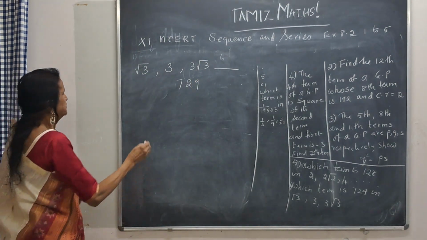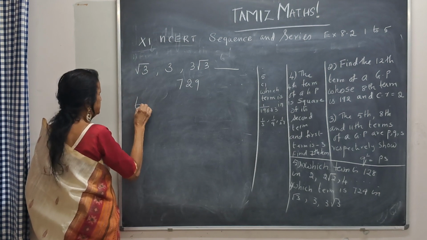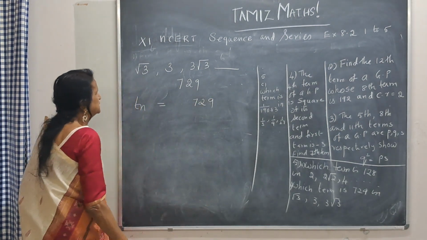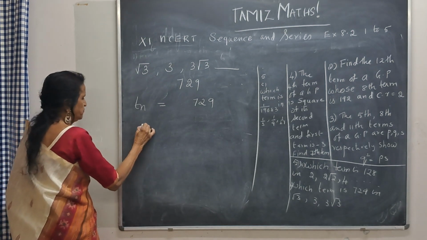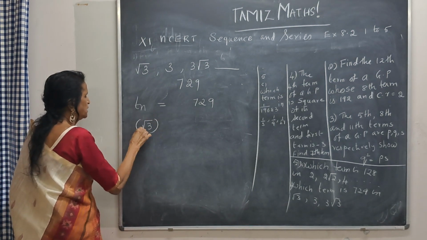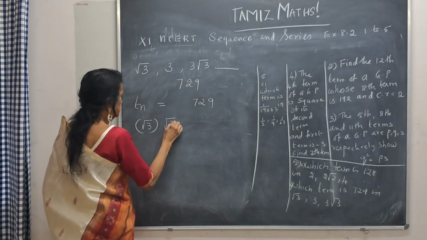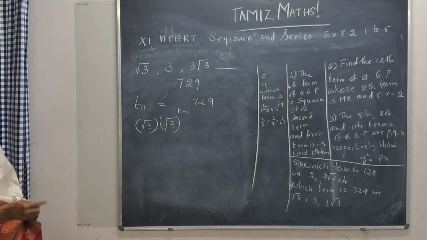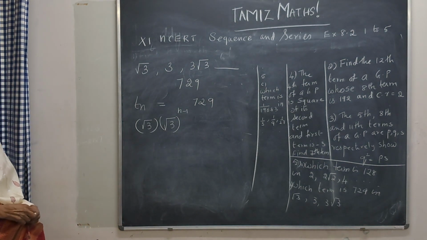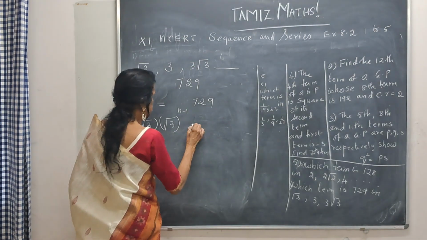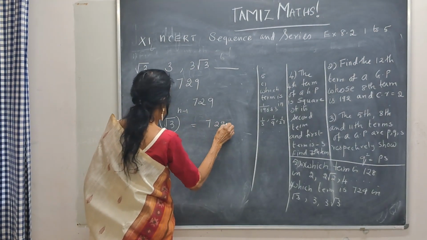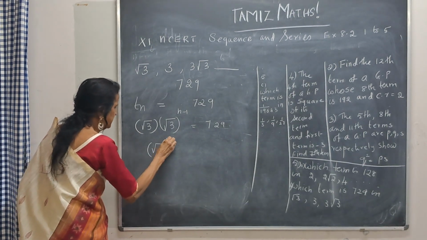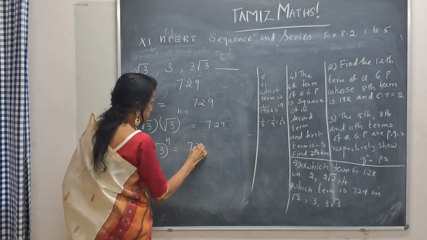Let Tn be 729. Tn is equal to A into R, R is root 3, power n minus 1. How do you get R? Second term by first term or third term by second term and so on. This is equal to 729. This will be root 3 whole power n is equal to 729.